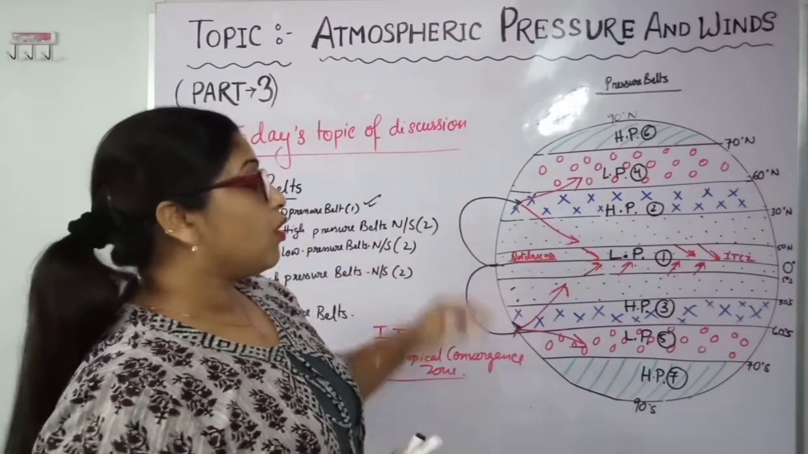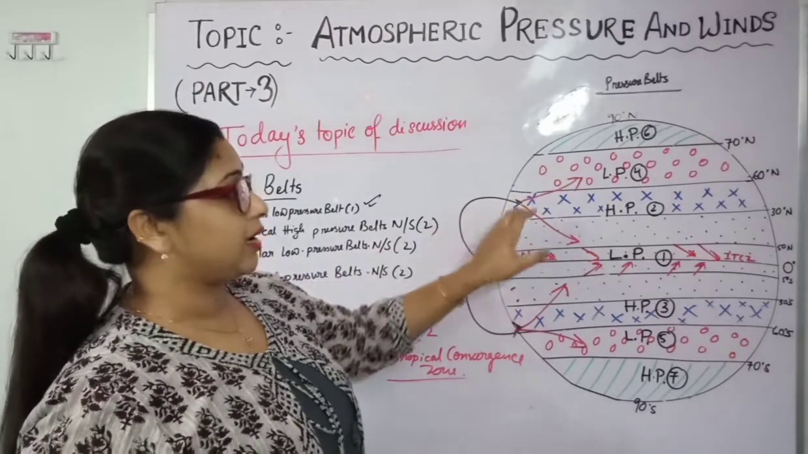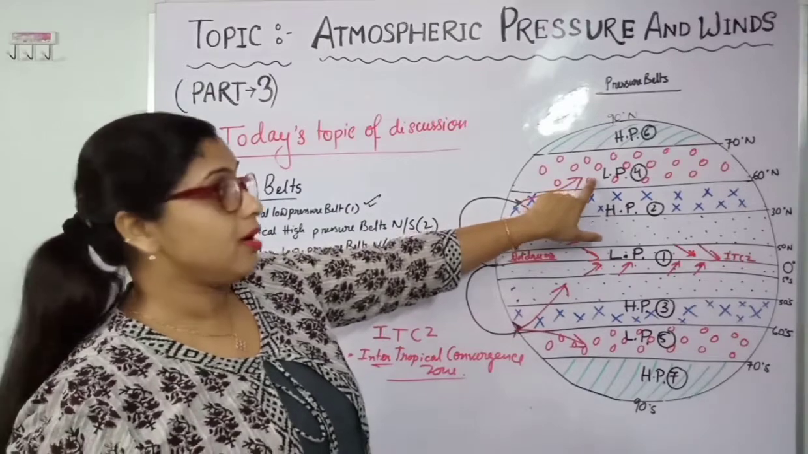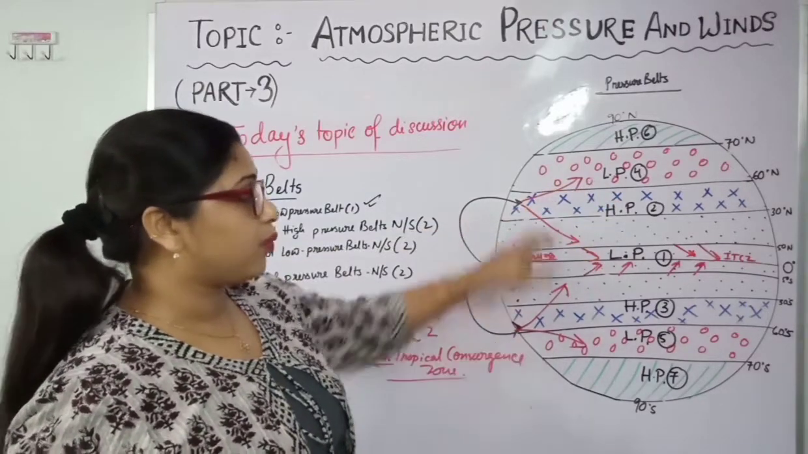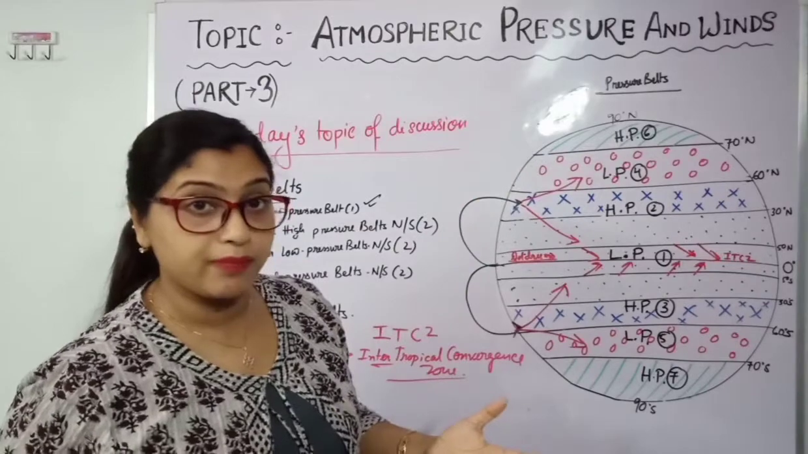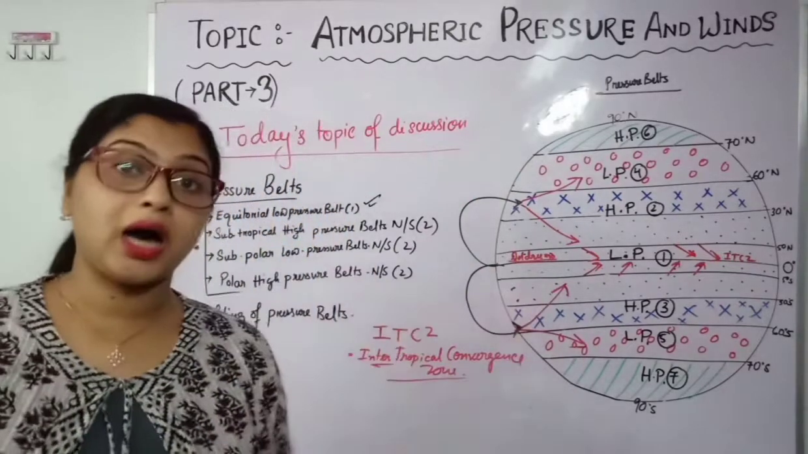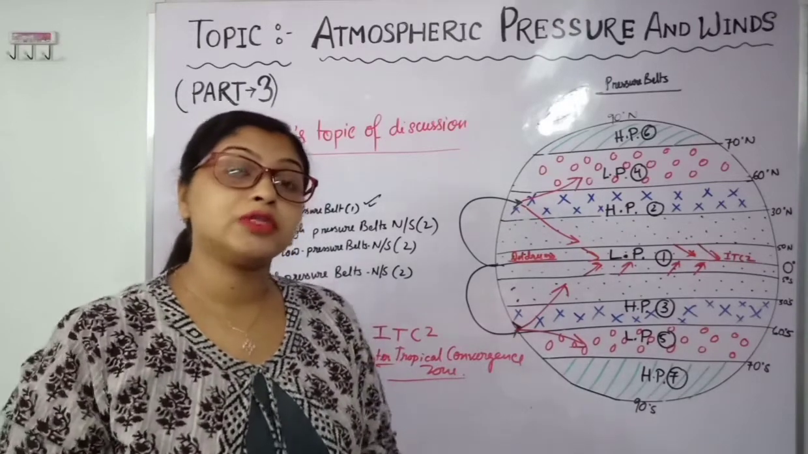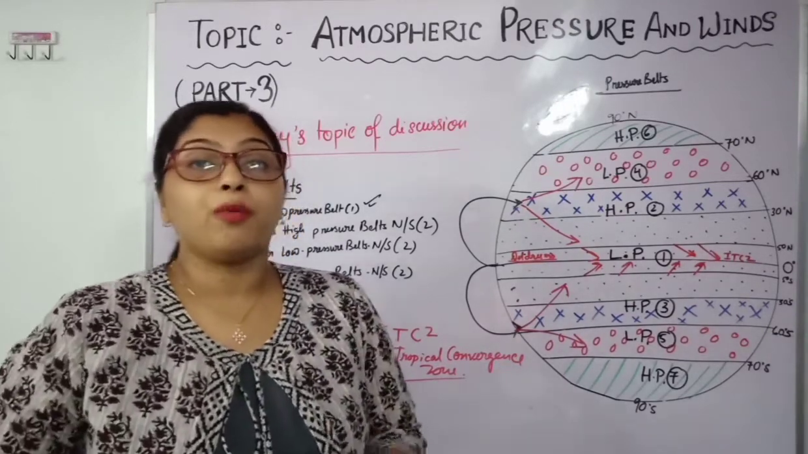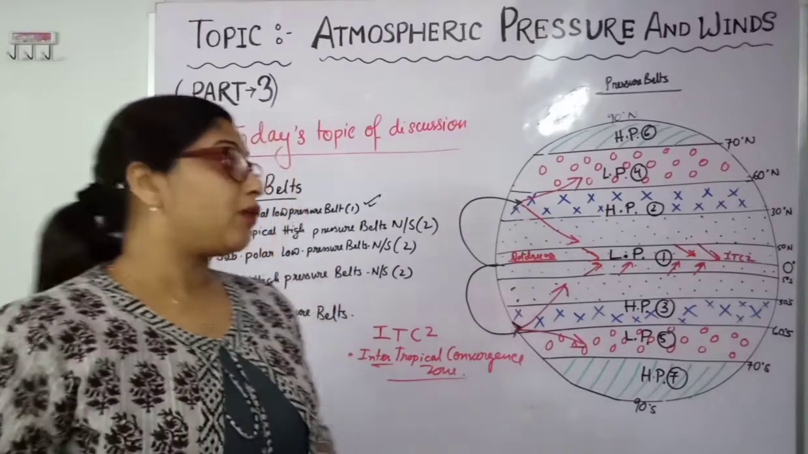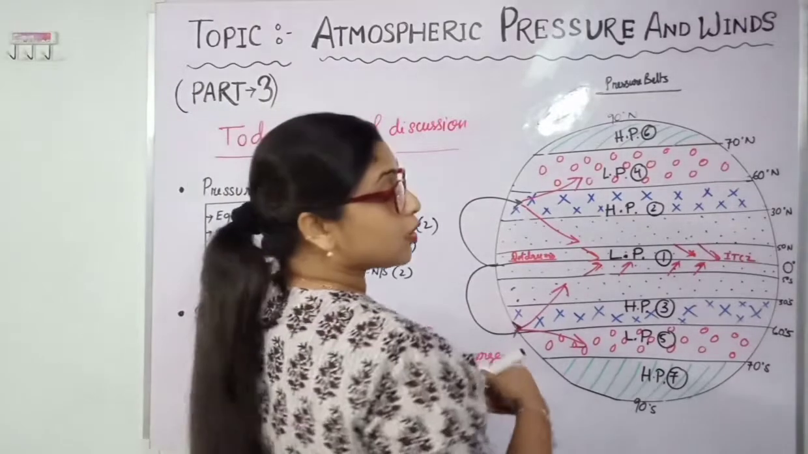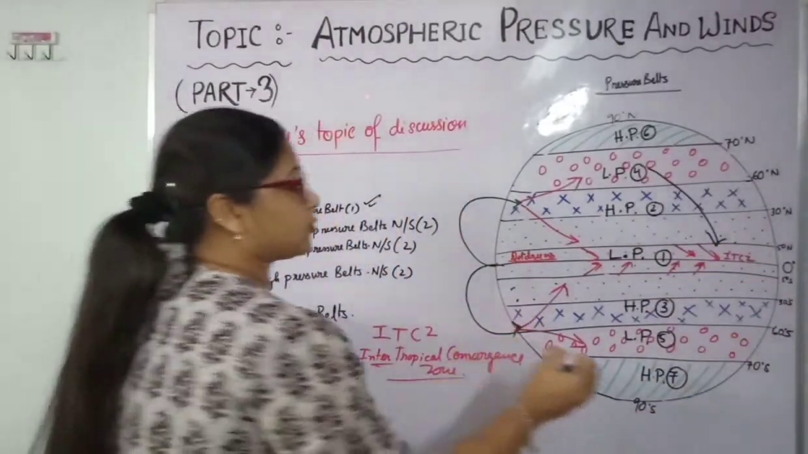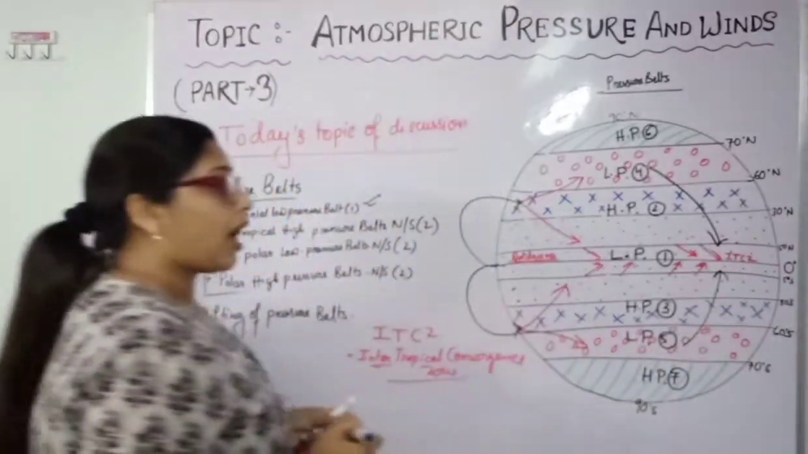Within this, what's happening? When the air is descending from this high pressure zone, then what's happening in both hemispheres? Due to the rotation of the earth, centrifugal force is forming, and due to that centrifugal force, the wind is trying to move outside, and by that the wind is blowing towards the equator and outside.